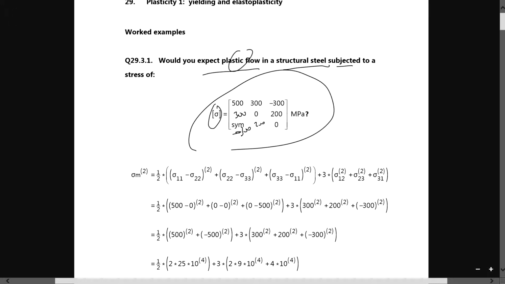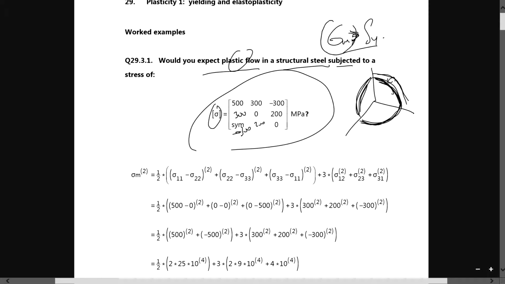If you still remember, if your von Mises is equal to your yield strength, you're at this boundary layer. If you're just at this line, you're starting to yield, but you haven't yielded yet. But once you cross this line, once you are larger than the yield strength, then you're going to start to yield. Therefore, in order to do that, we're going to calculate our von Mises.